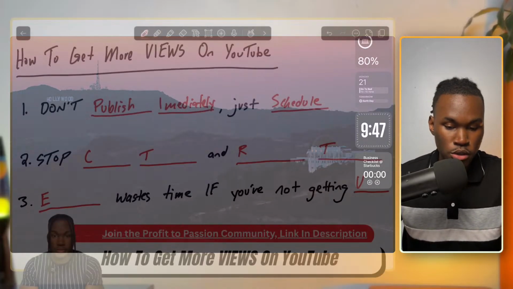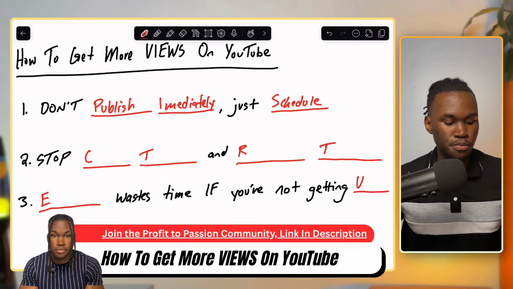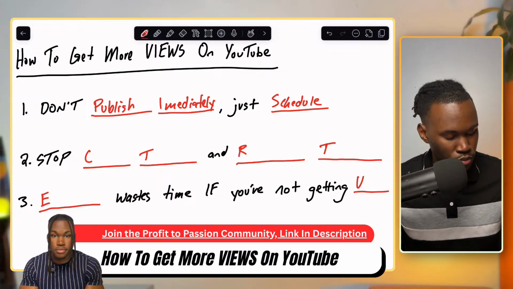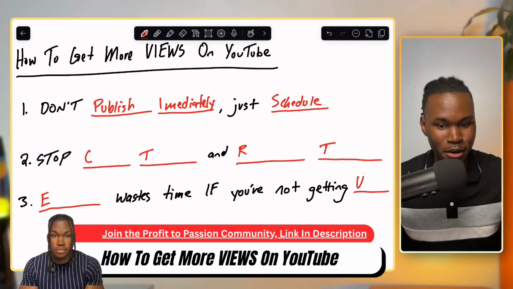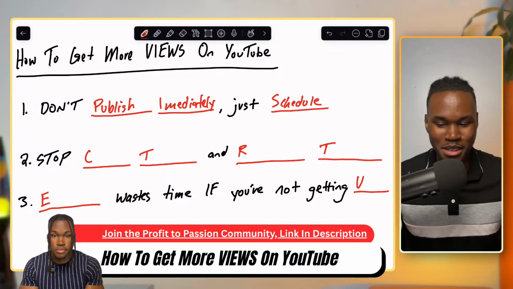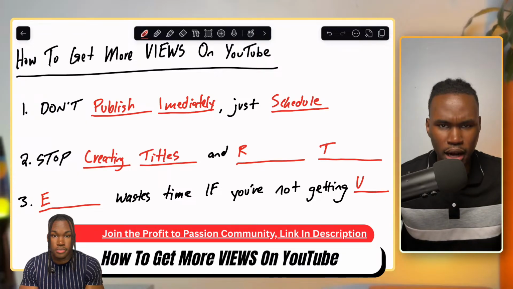So let's go to the second rule for you to get more views on YouTube. Oh, there we go. I had to pull it out of my brain for a second. So you need to stop creating titles. Now you might be wondering, Jay, creating titles, we're creators, we're entrepreneurs. I'm creating something that I'm passionate about.